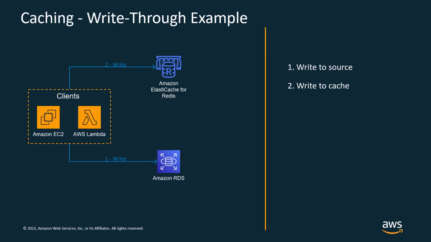So when you look for any data by reading the cache, it will be there because it was already written to the database and the caching layer. So this is the logic behind the write-through strategy.